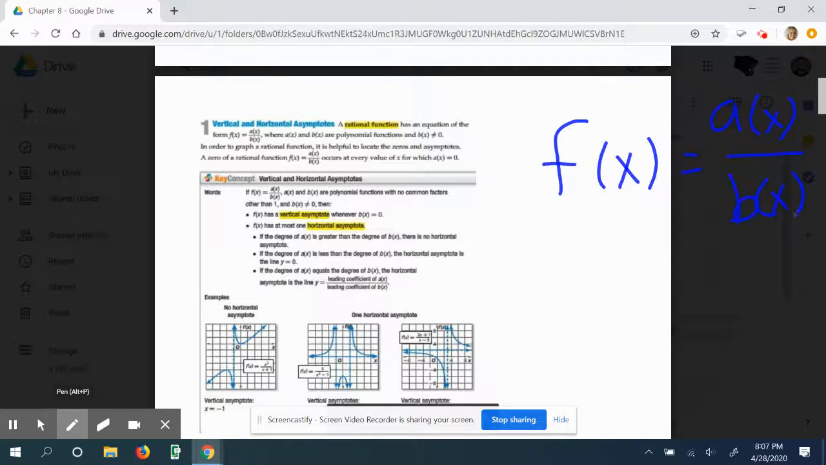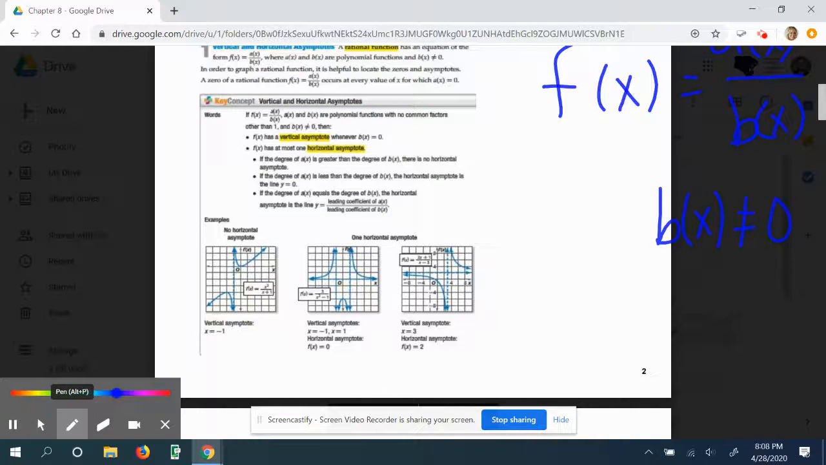So you can see both of them, top and bottom, are going to be some sort of a polynomial, meaning it has x's in it, right? But obviously you know that this b of x, the bottom, cannot equal 0, right? And so we're going to have lots of different things we can have, lots of different graphs we're going to have. So here we go.